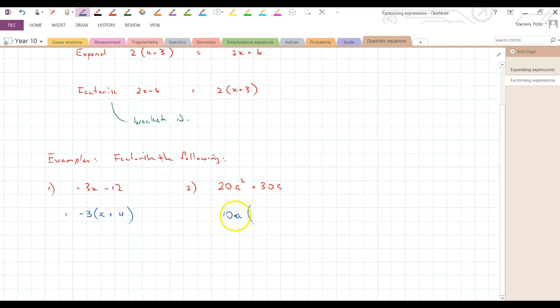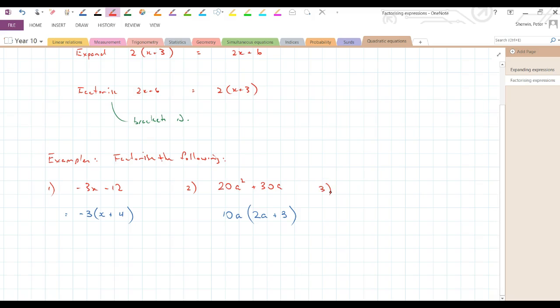Open the bracket up. 10 by 2 gives me the 20. A times a gives me the a squared. So those multiply to that. 30a divided by 10a, that's just 3. Right, 10a times 3 gives me the 30a. And so we're done there with that one.